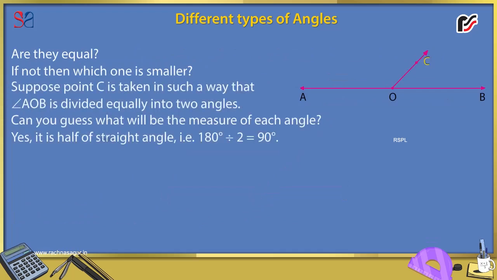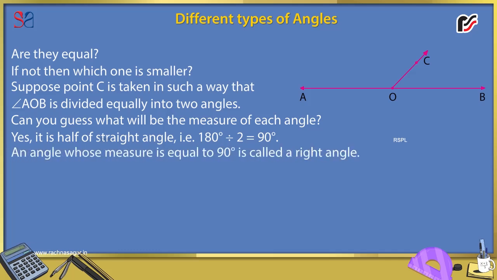Suppose point C is taken in such a way that angle AOB is divided equally into two angles. Can you guess what will be the measure of each angle? Yes, it is half of a straight angle, that is, 180 degrees divided by 2 is equal to 90 degrees. An angle whose measure is equal to 90 degrees is called a right angle.